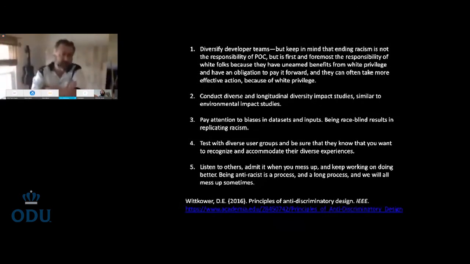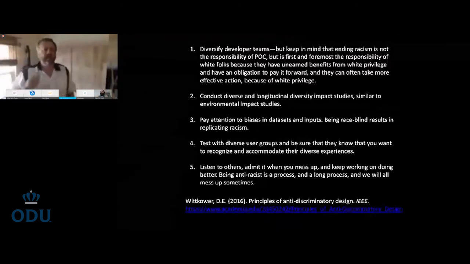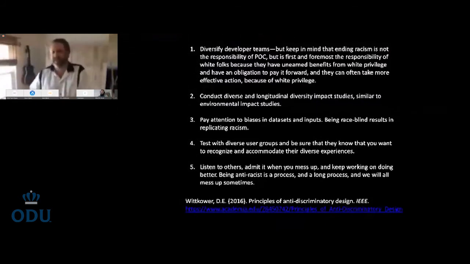So these are five things that we can do, and this is from some of my own work in engineering ethics. We can, of course, diversify developer teams, and that's the most common thing that's recommended. But there are problems with this. First of all, just because you're a person of color doesn't mean you're really good at recognizing where there are racial issues, and it doesn't mean that you're good at recognizing race issues for everybody.